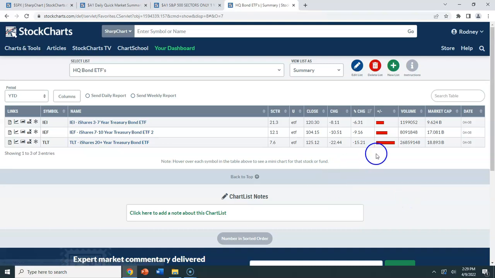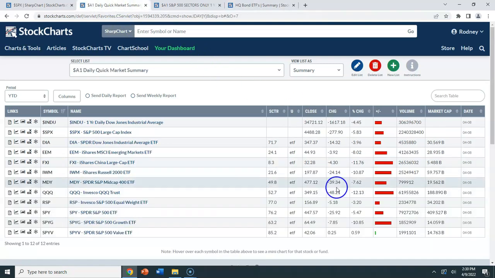And if we go back to these high quality bonds, look at this, guys. High quality bonds. You've got the short duration, the shortest of these, IEI, down 6.31%. You've got the 7 to 10 year down 9.16. You've got the TLT, the longer duration, down 15.21%. Guys, these are high quality bonds. And it doesn't matter what the yield is anymore, right? If you're down 9, 10, 15% on your high quality bonds, you can't make enough on the yield to make up for the damage that's being done to the capital side. All right, you're losing money in bonds, you're losing money in equities.